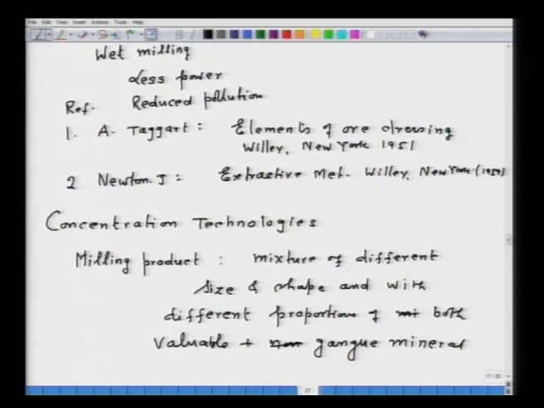Now, we have gotten this mixture. It is a mixture of different size or different shape. That means, there are particles with different size, different shape and their different proportion of both valuable and gangue mineral. With this I mean, suppose I have a feed for the concentrating operation.